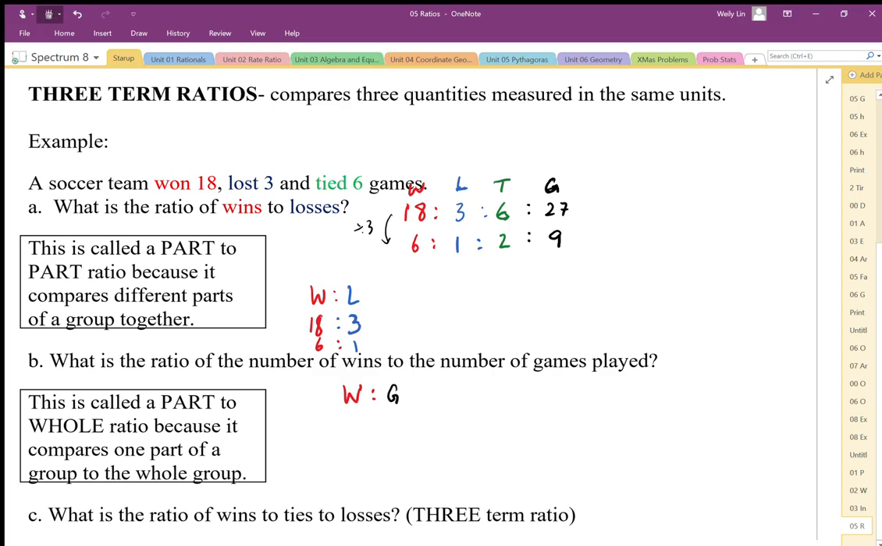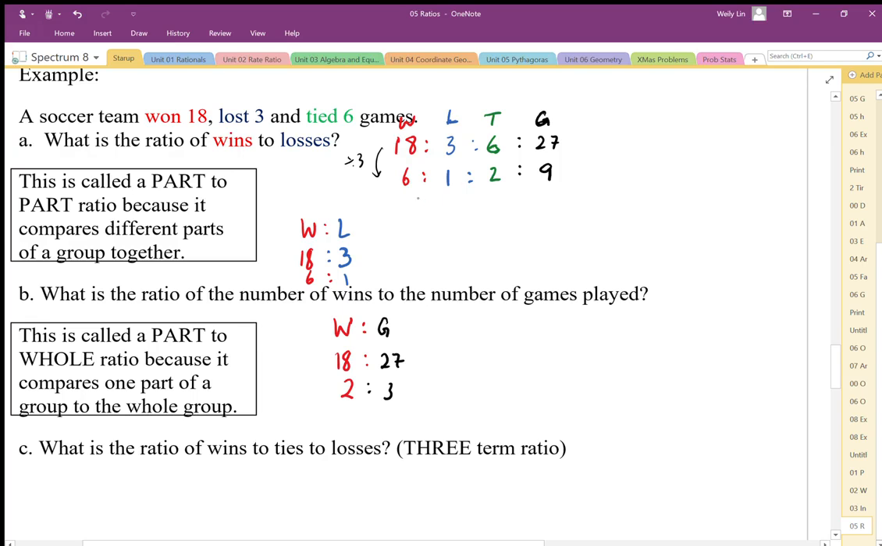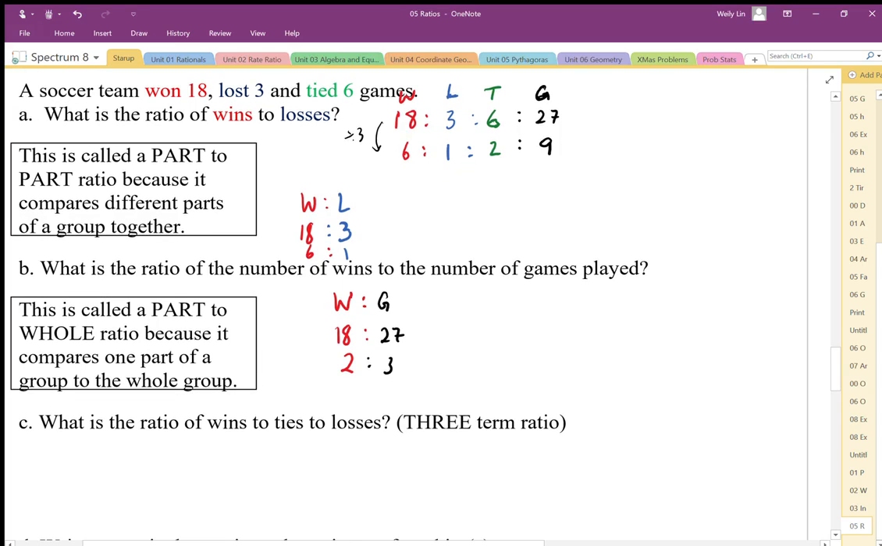That ratio is going to be 18 wins to 27 games. And again, we can simplify this ratio since it has a common factor of 9, into 2 parts to 3 parts. For every 3 games played, they win 2 games. This is a part to whole ratio because we're talking about all these parts being added up into one whole group. And so we can break this 4-term ratio and just compare 2 of the terms.